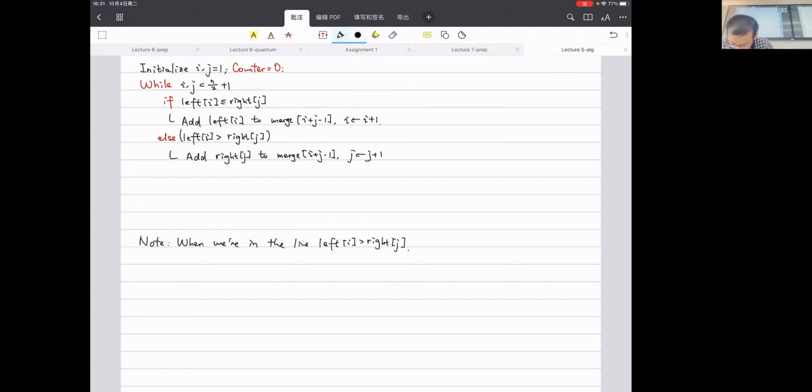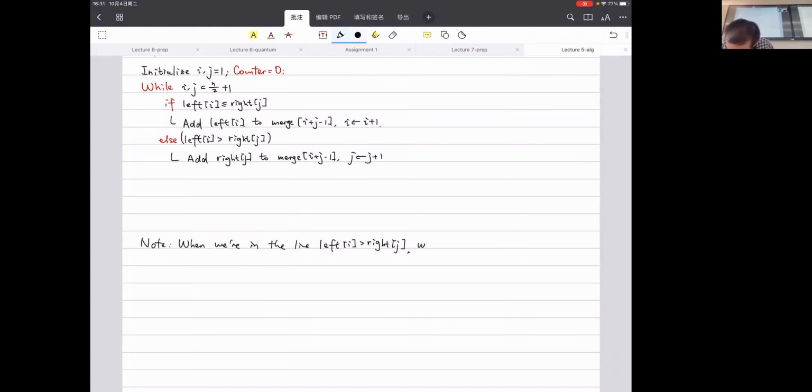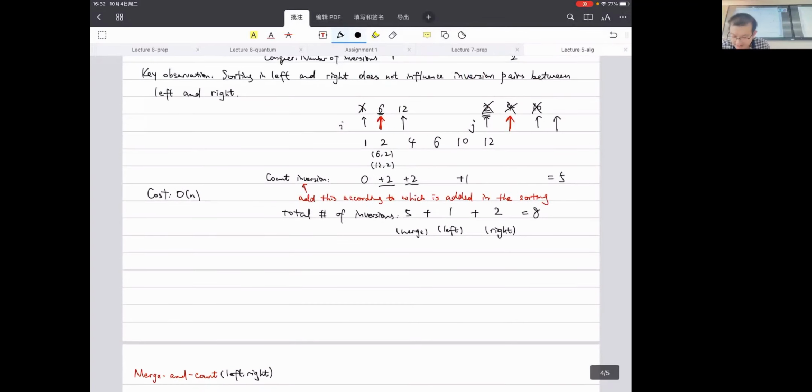So basically, in this case, we are aware that left I is larger than right J. This is just our assumption. But we must have the case that right J is actually larger than or equal to left I minus 1. Because that is the case where your pointer is currently at this place.